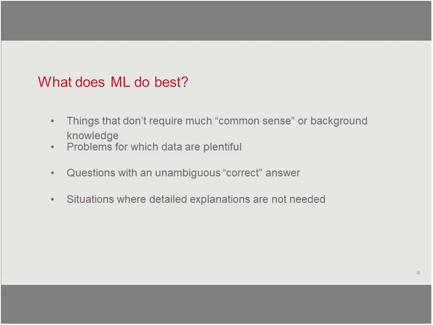Most machine learning algorithms can't really do this. They can't explain how they reached a certain decision. And so machine learning is a better choice when what you really care about is getting the right answer and not about how you got to that answer.